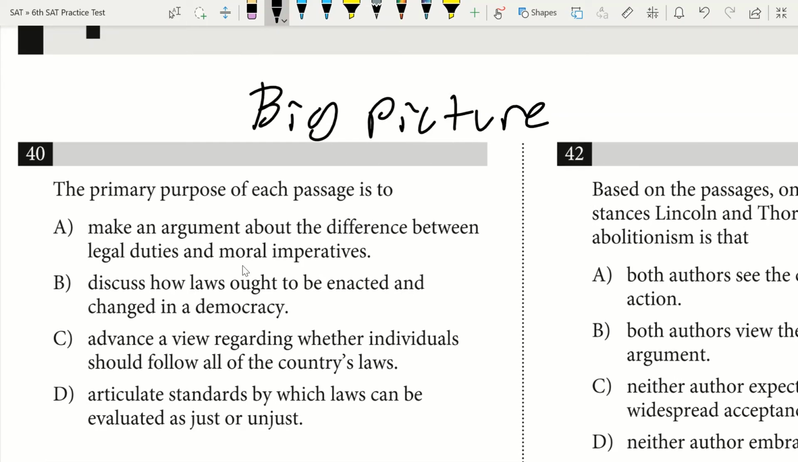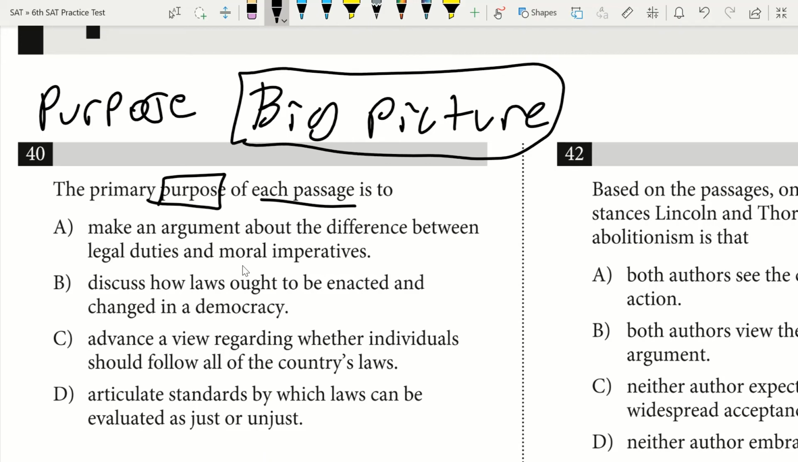Anytime that we're asked for the primary purpose of each passage, I call it a purpose big picture question, right? Ask for the purpose or the big picture of each passage. What's it really trying to do? Anytime that a passage has a purpose, that's really going to be the big picture of it anyways. So I just call it a purpose big picture question, combine the two.